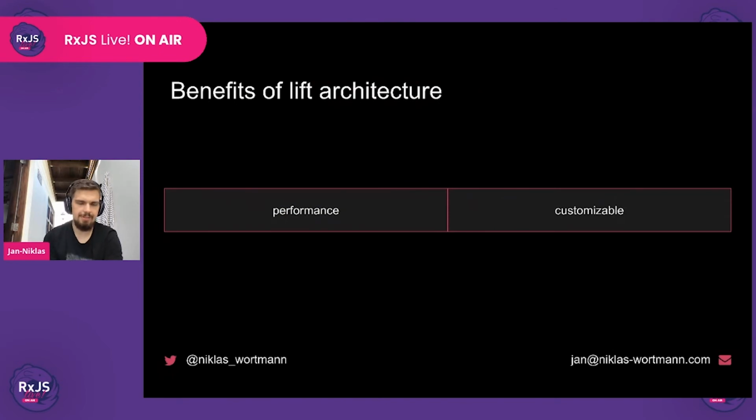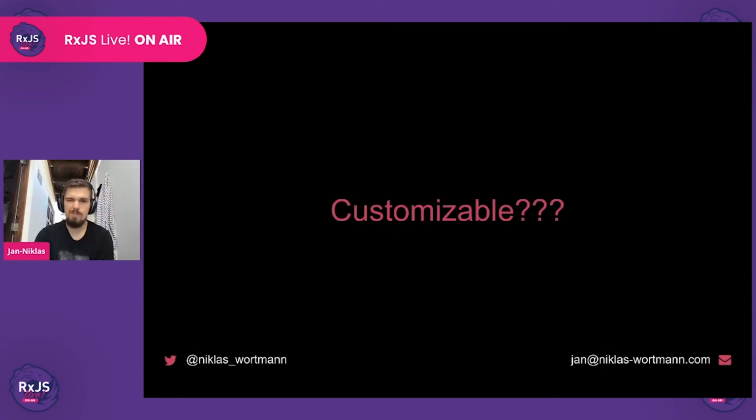Why did we introduce the lift architecture? It seems kind of complicated for what we're doing there. The main reason originally with RxJS 5 was that by introducing these functions, it was way more performant than having closures as it was before. On the other hand, and this is the reason why it keeps in RxJS, is the fact that it introduced a nice customizable API. So what does that mean?